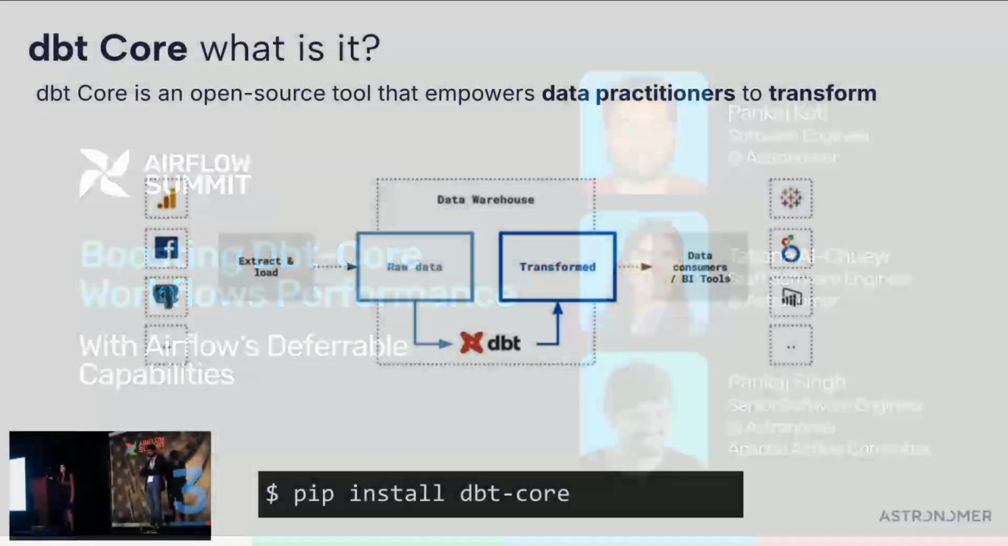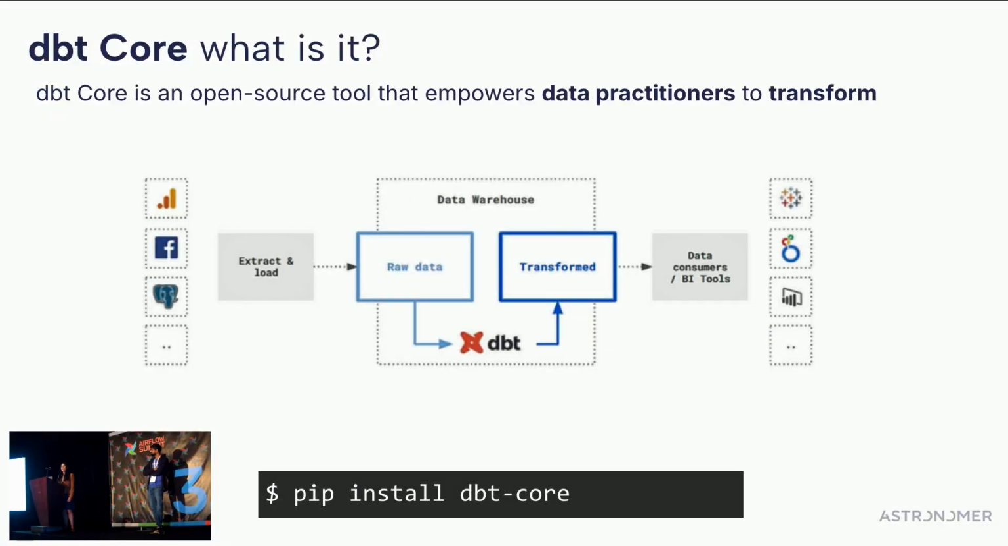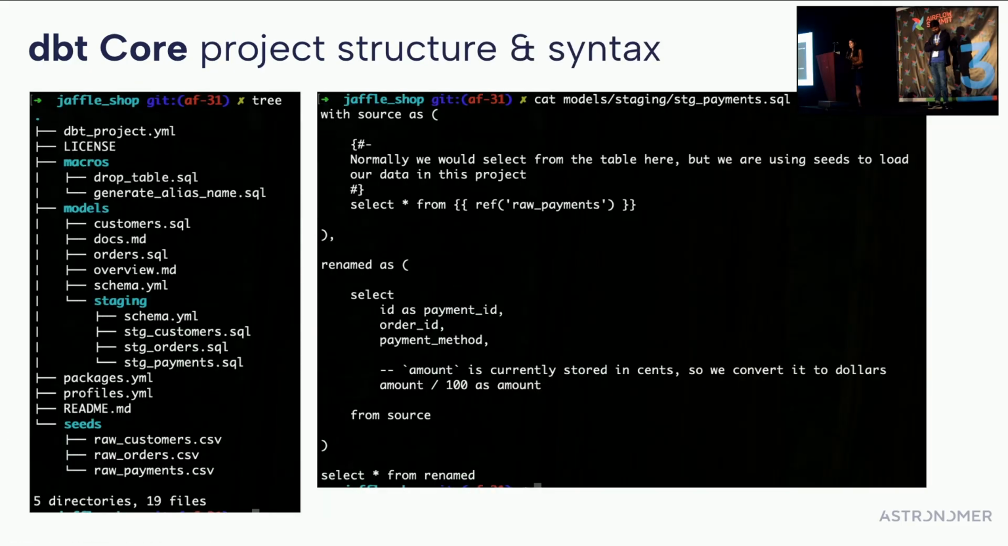So dbt is a tool. dbt-core is an open source tool that allows anyone to write pipelines using SQL and YAML. It's the transformation layer of ELT pipelines, and dbt-core is open source.